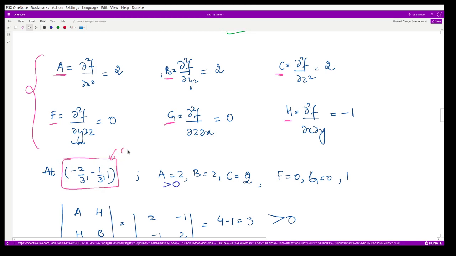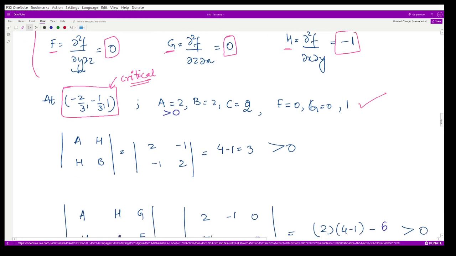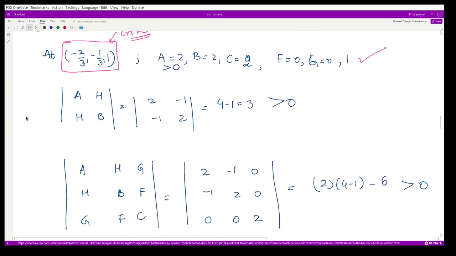So this was our given critical point. At this particular point you will evaluate what is your a. A is a constant. Actually all these are constant, so this point would not make any difference. So the values will remain the same. From here we again have to evaluate the second order determinant and the third order determinant, the formulas for which are the determinant of A, H, H, B. So we have just listed the values here.